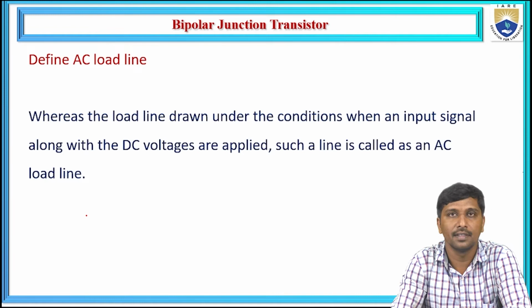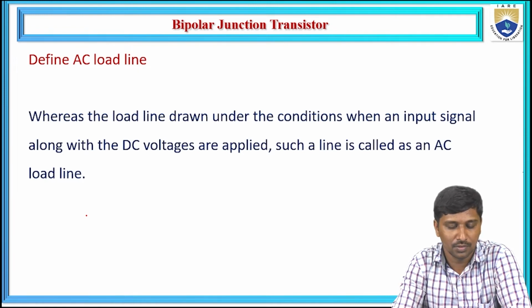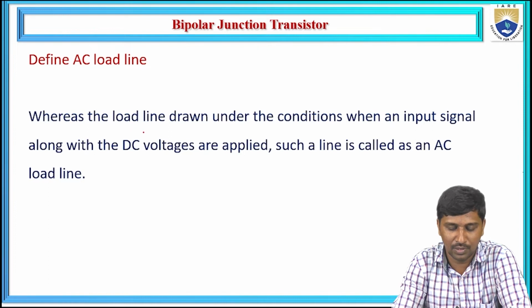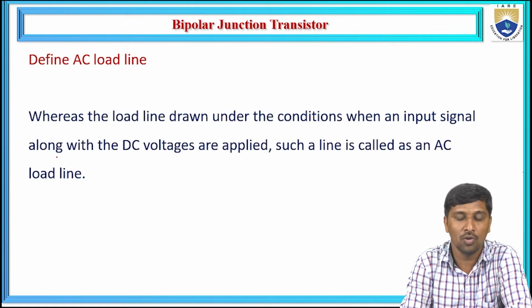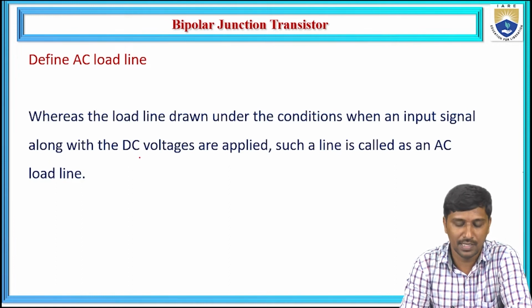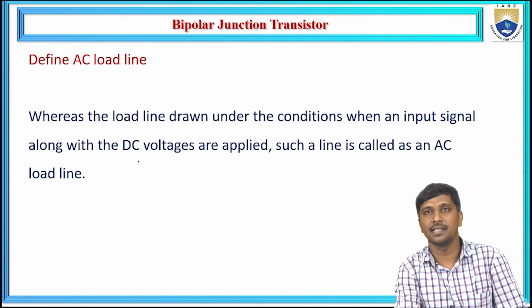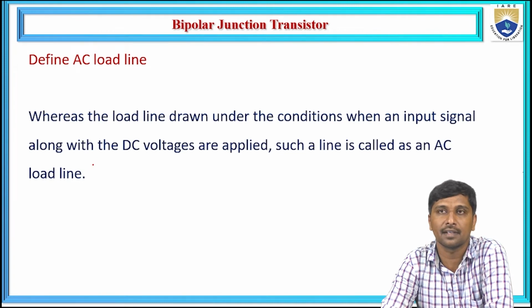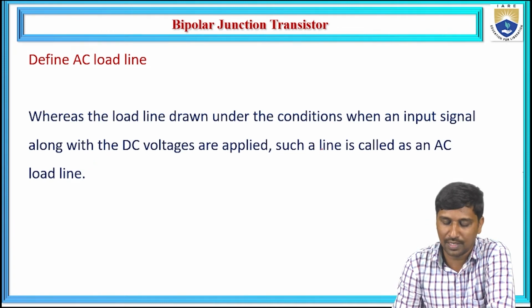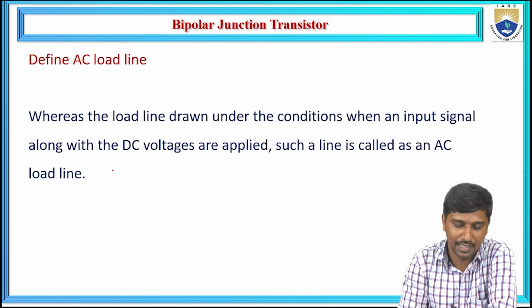Now define AC load line. This AC load line is observed under the presence of a given AC input signal. That is, the load line is drawn under the conditions when an input signal is applied along with the DC biasing, meaning our DC voltages are applied. While drawing this AC load line, it also intersects the Q point, that is the DC characteristics point. So that particular line is called the AC load line.